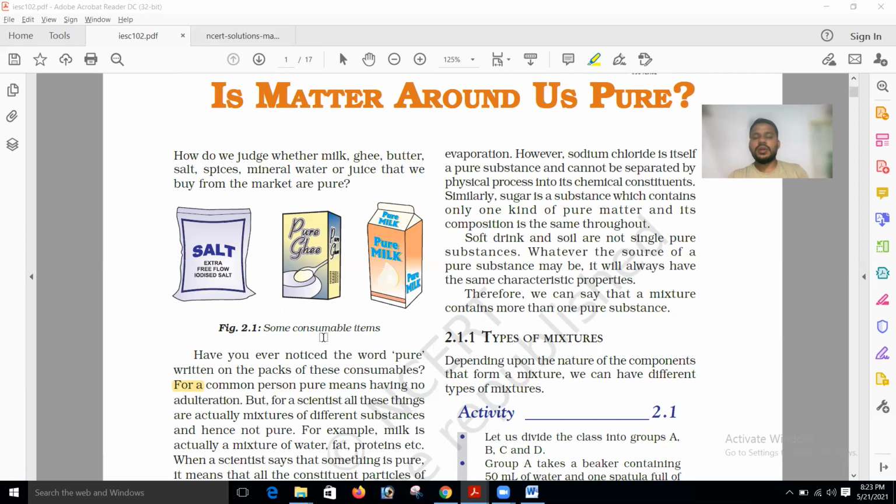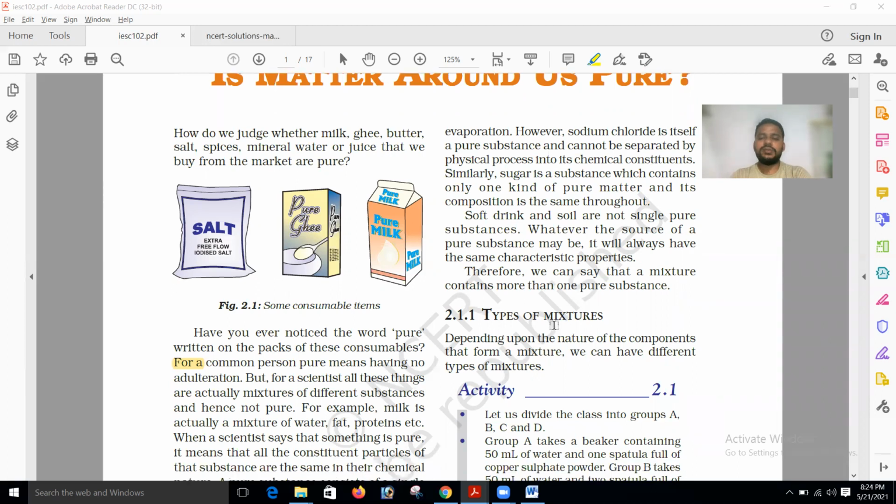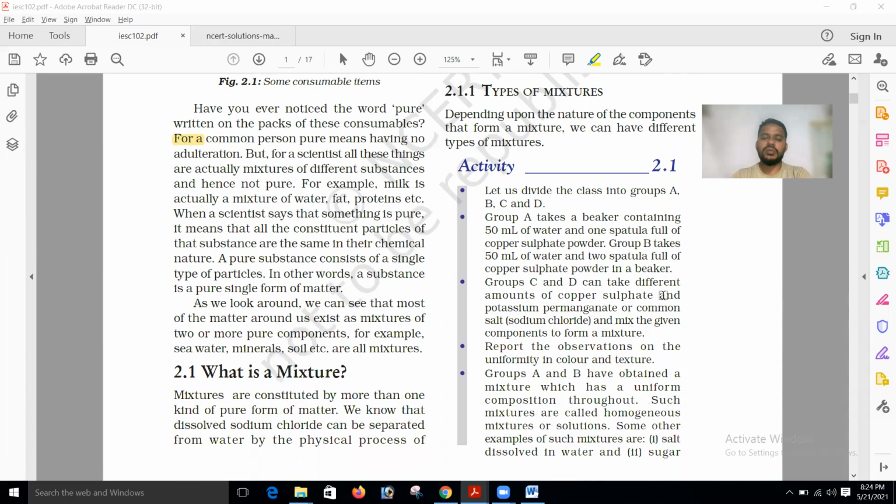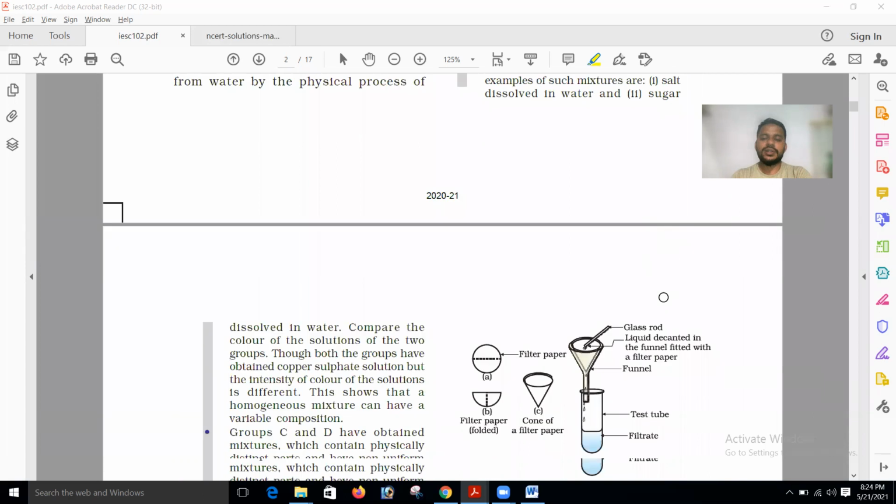Similarly, sugar is a substance which contains only one kind of pure matter, and therefore we can say that sugar is a pure substance. Similarly, common salt, that is sodium chloride, is also a pure form of matter. So finally, we can say that a mixture contains more than one pure substance, which I have already discussed. Now we will see the different types of mixtures. Basically there are two types: one is called homogeneous mixture, another is called heterogeneous mixture.